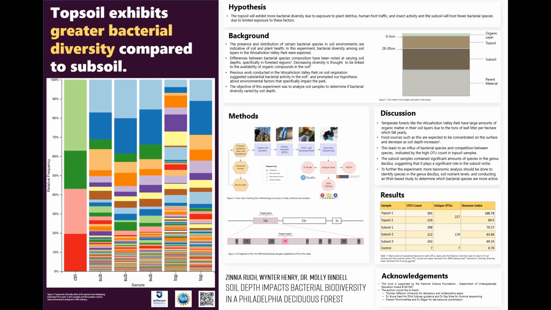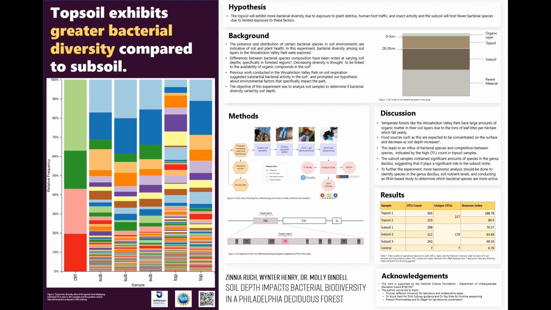Overall, we determined that topsoil has greater bacterial diversity in these samples. This may be due to the presence of a wide variety of food sources and therefore less competition among species. Therefore, more species can coexist there. Additional soil sampling will allow us to provide more support to this hypothesis.